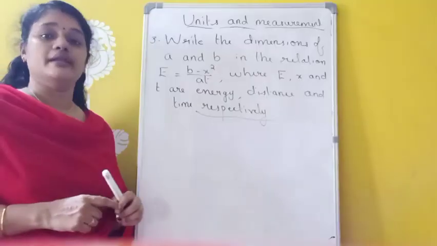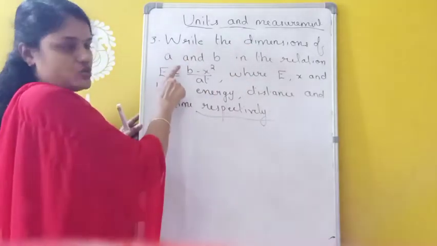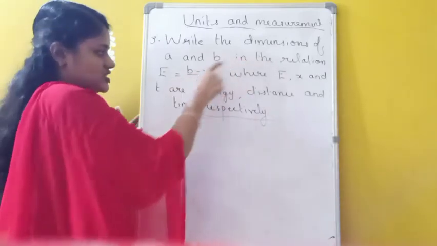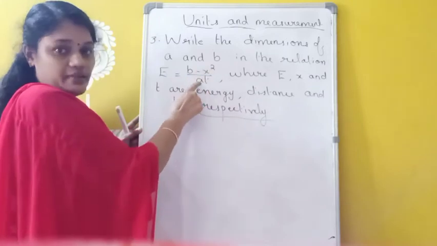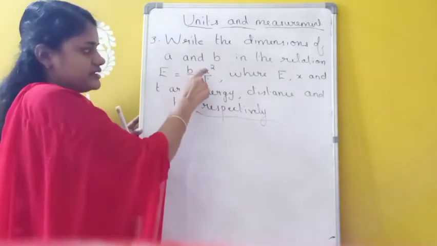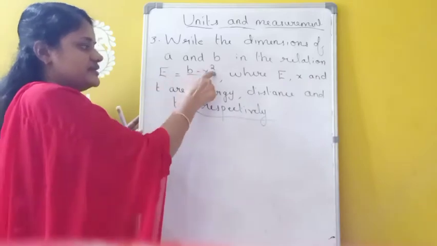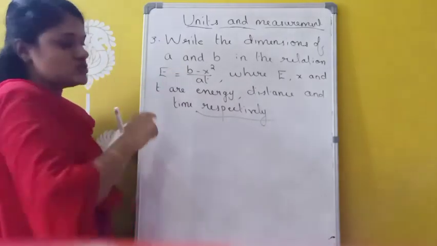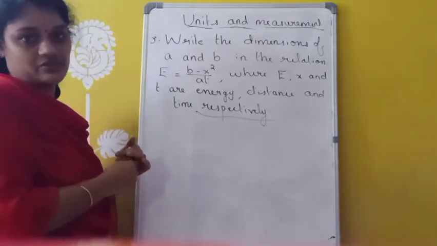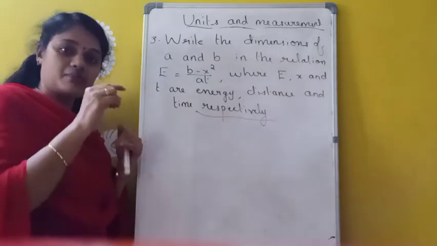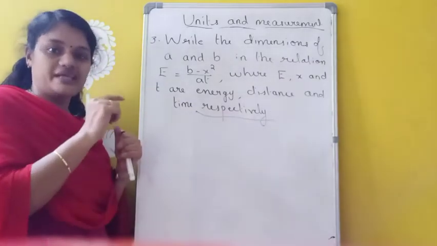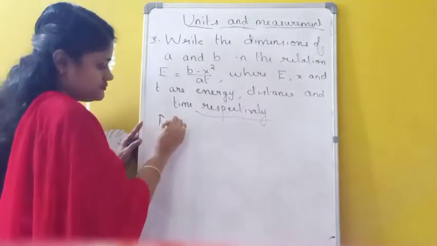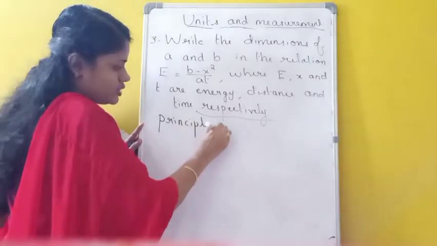Now, third question: write the dimensions of A and B in the relation E equals B minus x squared divided by A into T, where E, x and T are energy, distance and time respectively. We have to find the dimensions of A and B. Here we have to use the principle of homogeneity. What is the principle of homogeneity? The dimension of each and every term in an equation must be the same. So here we have to apply the principle of homogeneity.